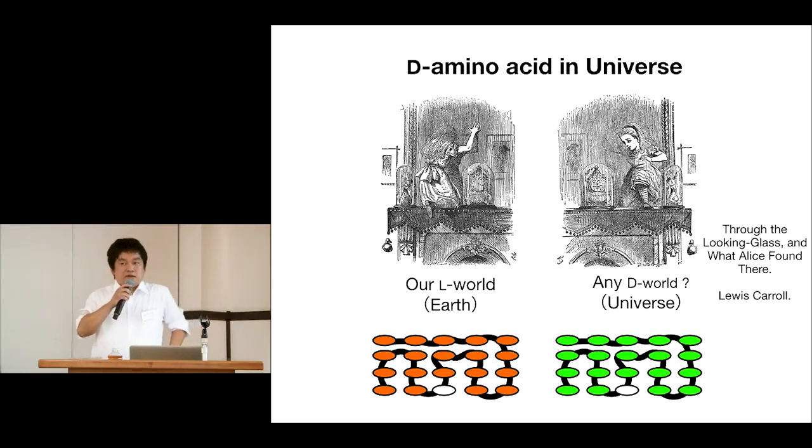So now we are living on the Earth, and we can see a lot of life. Everything was made by the L amino acid. But on another planet, if they select the D amino acid at the origin of life, everything should be made by the D amino acid. So in the universe, on another planet, there may be life made by only the D amino acid.